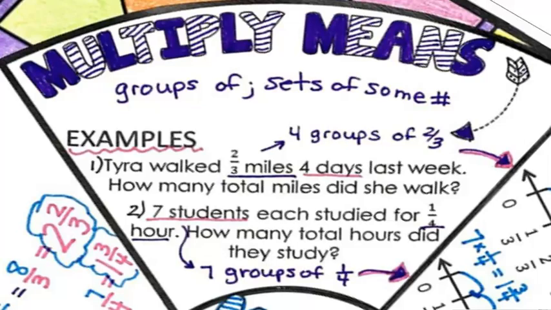For example, in number 1, it says Tyra walked 2/3 miles 4 days. That means we would add 2/3 mile 4 times, 1 for each day. Or we can multiply 2/3 times 4. Make sure to copy everything down exactly as you see it.